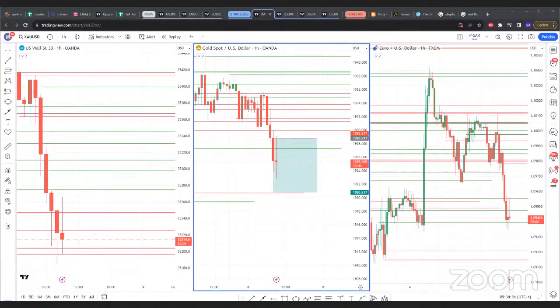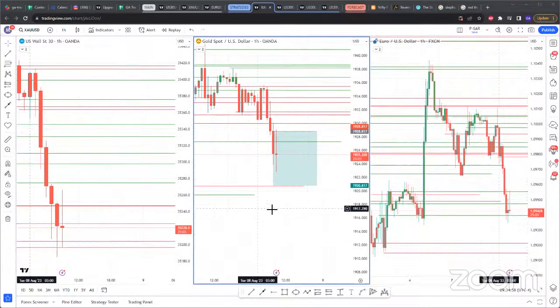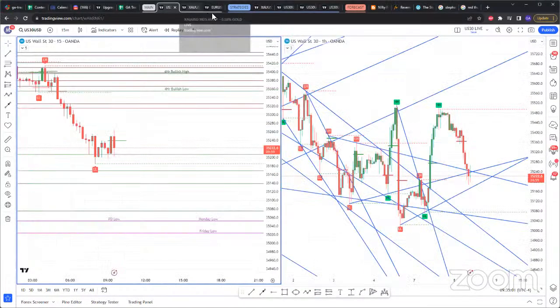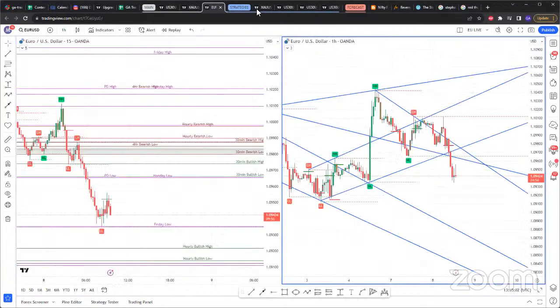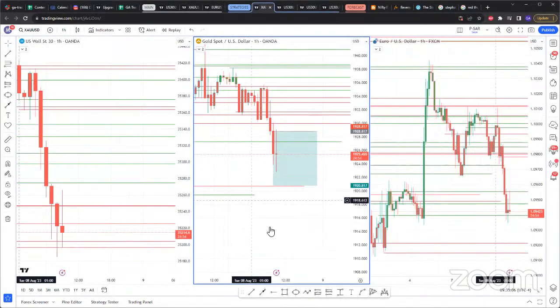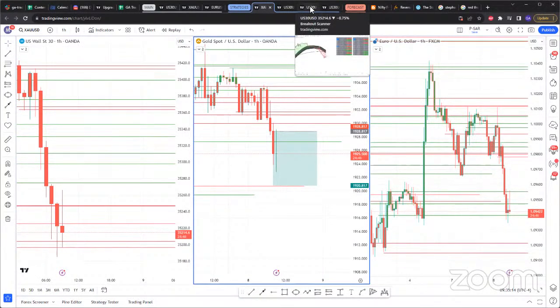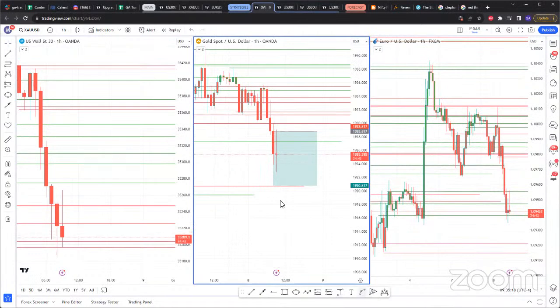All right, good morning, guys. Today is Tuesday, August 8th. As usual, doing analysis for US 30, gold, and EU. Ever since we came up with the SAR strategy, that's all I've been focusing on. I'm not even combining it with any of our other strategies. Right now I'm not in any trade. I was in this gold sell on the SAR.